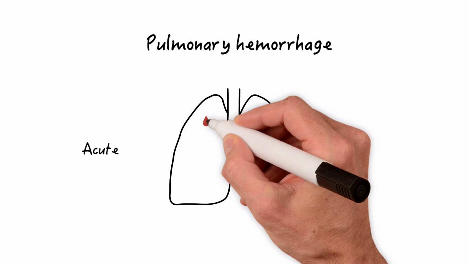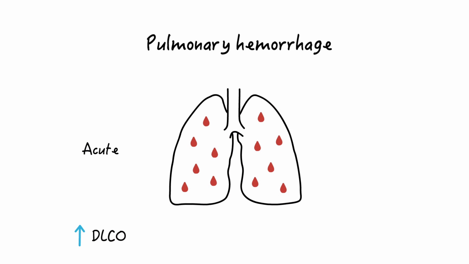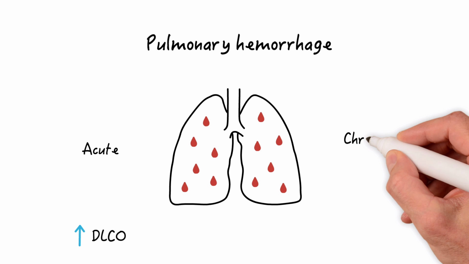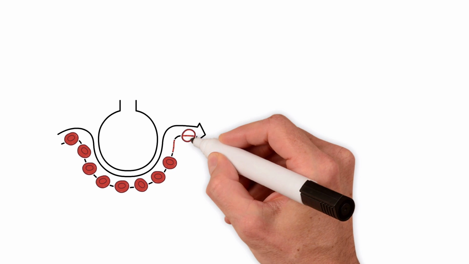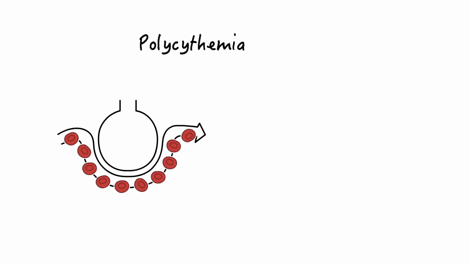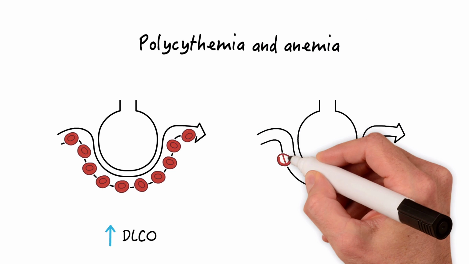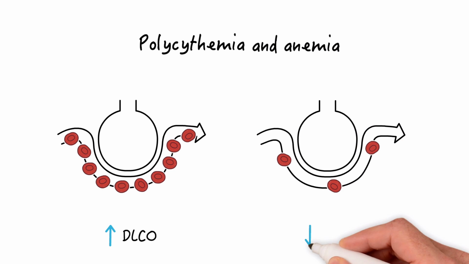Acute alveolar hemorrhage is associated with an increase in DLCO. This is secondary to hemoglobin in the alveoli serving as a sink for carbon monoxide used during measurement. When alveolar hemorrhage is chronic or recurrent, resulting lung fibrosis reduces DLCO. Through an increase in capillary red blood cells, polycythemia results in an increase in DLCO. Anemia with reduced red cell mass reduces DLCO.